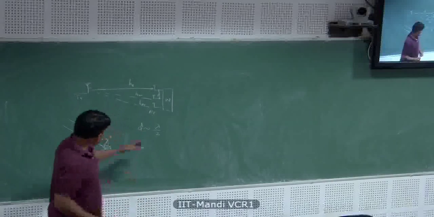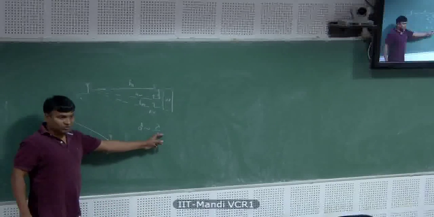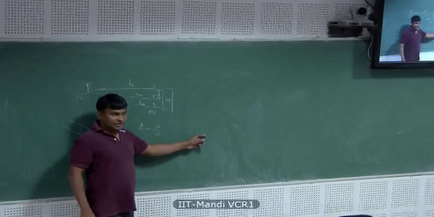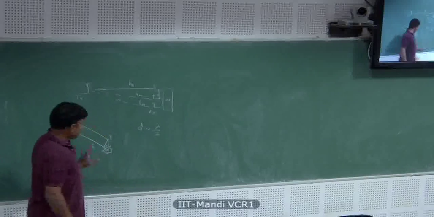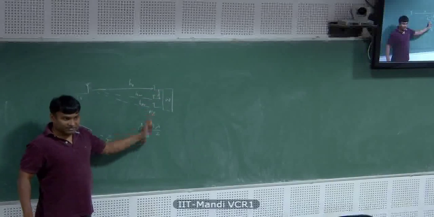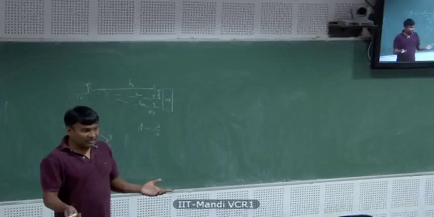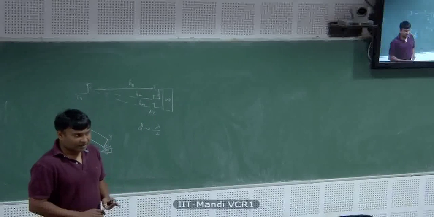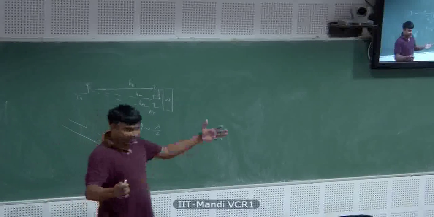Therefore, as long as d is close to lambda by 2, that is a few centimeters at 900 megahertz, there is always a phase difference between the received signals. That's how, in antenna design, you construct different radiation patterns, using an array of antennas.